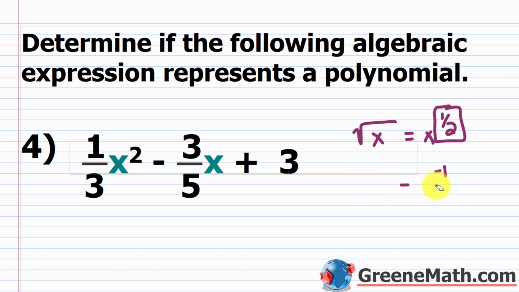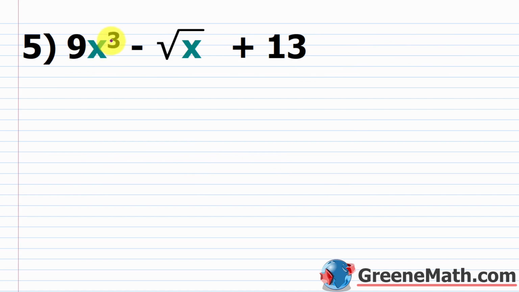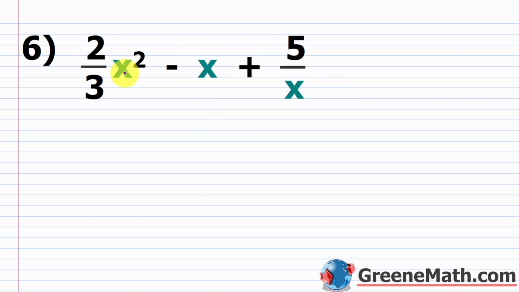So in this particular case, let's just start off with problem number 4. We have 1/3 x squared minus 3/5 x plus 3. No problems with your exponents here. This is 2 and this is 1. So we're good to go. You can just answer yes, this is a polynomial. Then for number 5, we have 9x cubed minus the square root of x, then plus 13. Again, you can write this as x to the power of a half, and you can see that this would not be a whole number exponent. So this would be no. Then for problem number 6, we have 2/3 x squared minus x plus 5 over x.